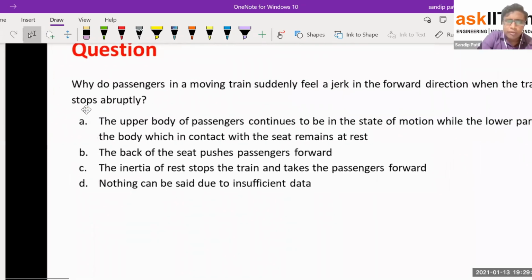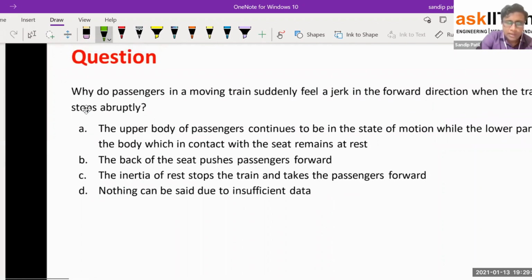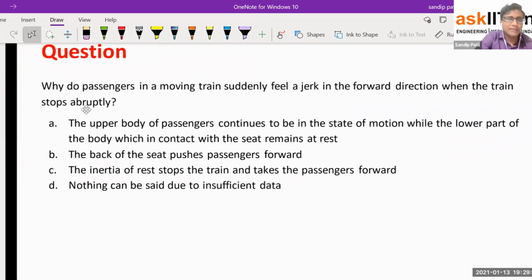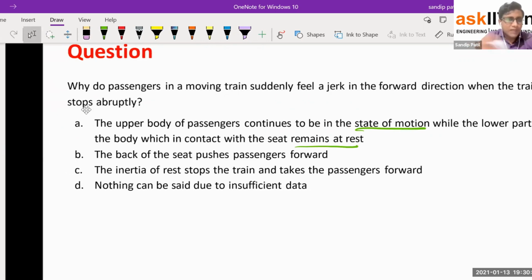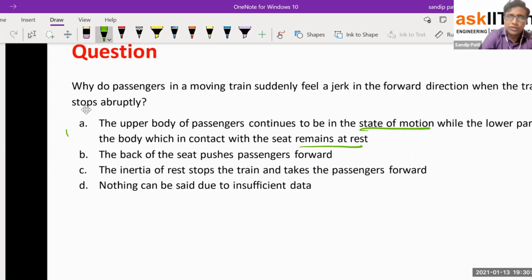The first option says the upper body of passengers continues to be in the state of motion, while the lower part of the body, which is in contact with the seat, remains at rest, right? So can we say this is the explanation? The upper part, which is not in contact with the seat, is moving, right? When the train suddenly stops or applies the brake, what happens? The upper body, which is moving, remains in the state of motion, and the lower body, which is in contact with the seat, remains at rest, right? That's why our upper body goes forward to the next seat, we can say. So this is our correct option, obviously.